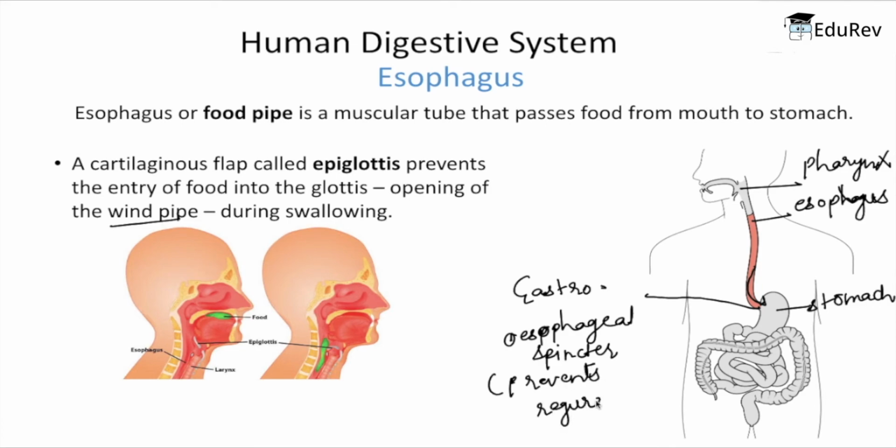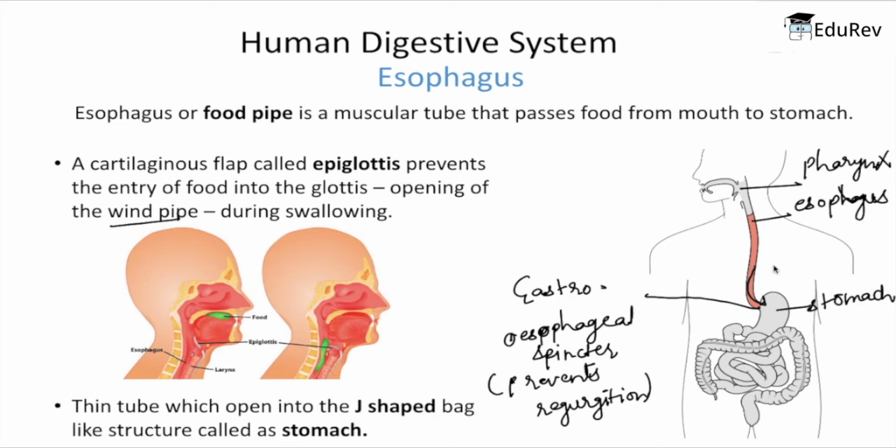Now what is regurgitation? It is basically the backflow of the food inside the esophagus. So to prevent that backflow of the food, the gastroesophageal sphincter functions because it closes the moment the food enters inside the stomach. So yes, we now see that this thin tube-like structure, the esophagus, opens into the J-shaped bag-like structure called the stomach, through which the food passes.